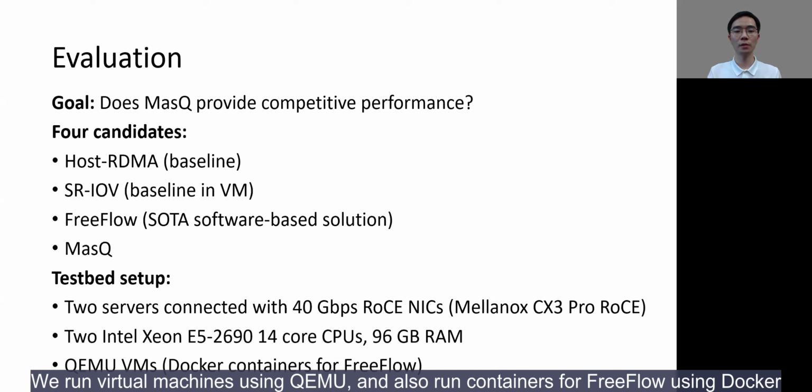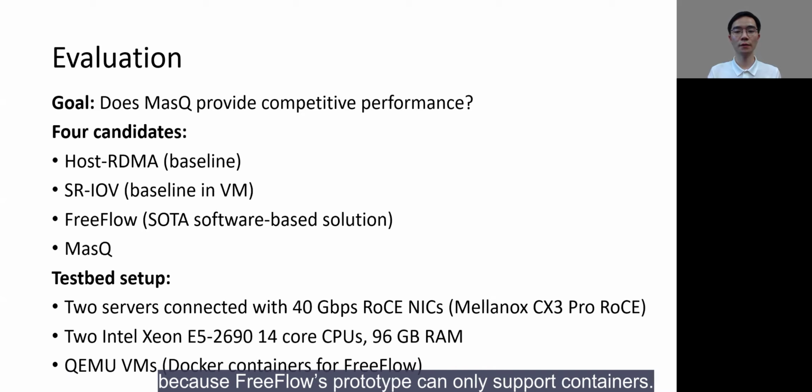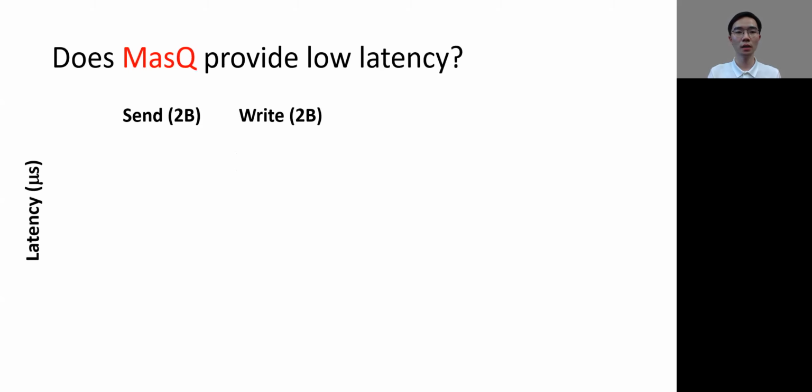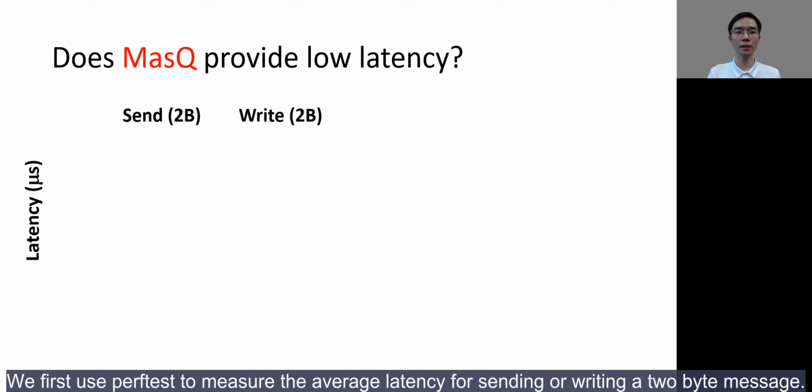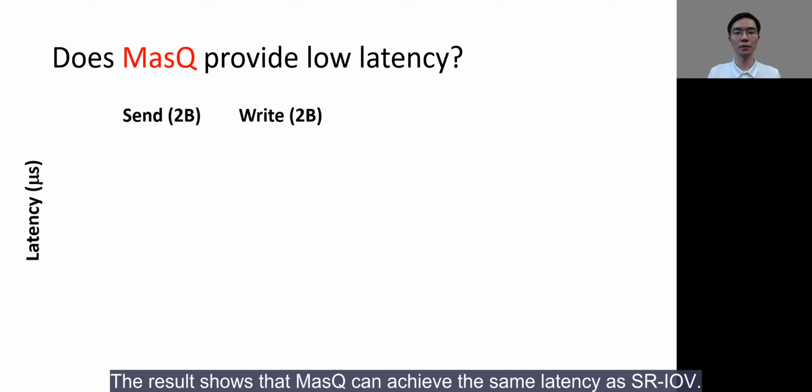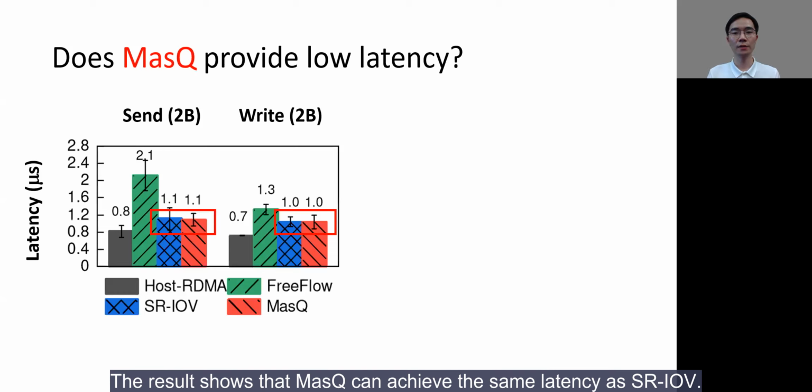And we run virtual machines using QEMU and also run containers for FreeFlow using Docker because FreeFlow's prototype can only support containers. We first use perftest to measure the average latency for sending or writing a 2-byte message. The results show that MasQ can achieve the same latency as SR-IOV.